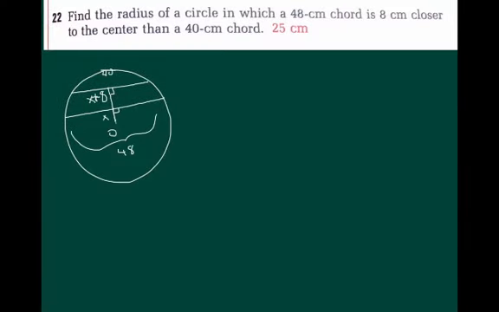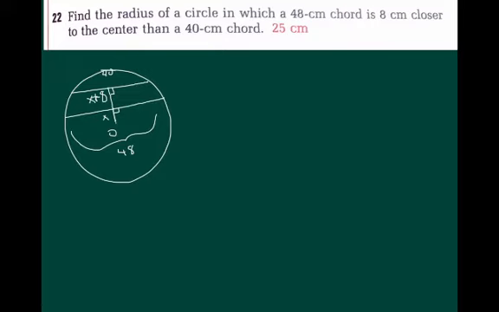Number 22 in the book. It's kind of a complicated problem. It asks us to find the radius of a circle in which a 48 centimeter chord is 8 centimeters closer to the center than a 40 centimeter chord. So I've drawn the picture below, and it doesn't look like much.